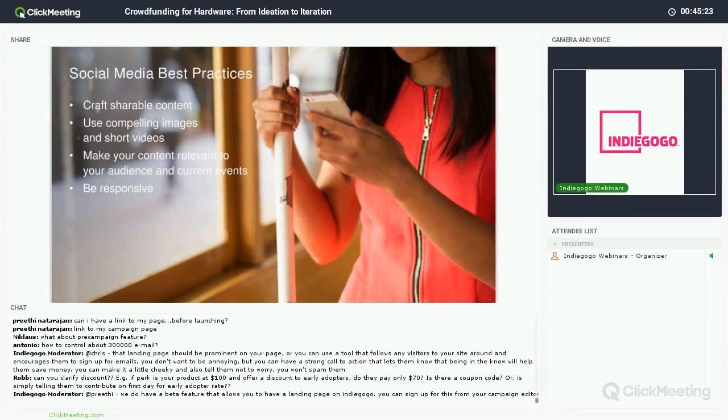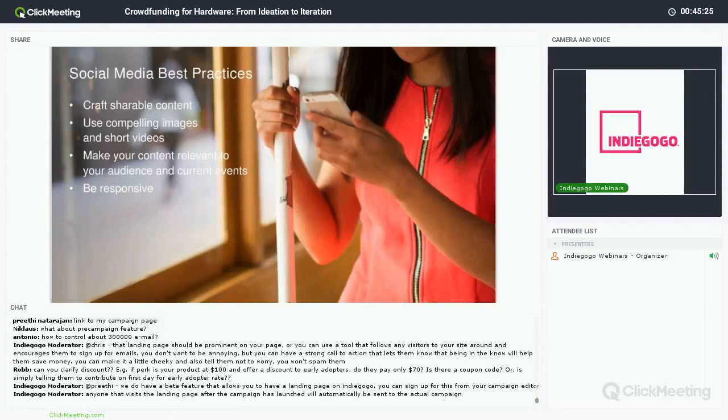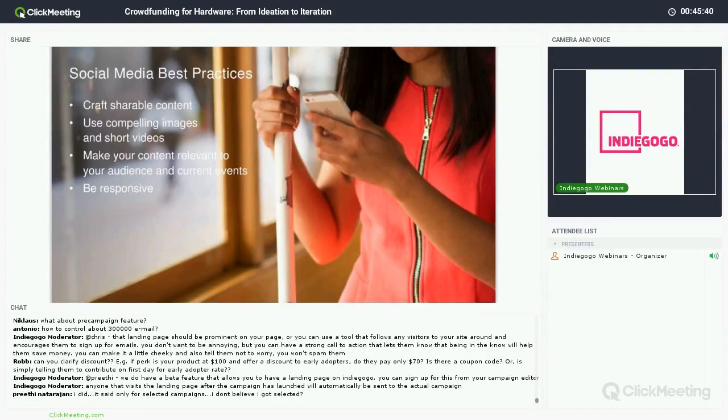So, best practices around social media. You want to craft shareable content. What that means is, you don't want to just pepper your social media sites with links to your Indiegogo campaign, because that's not going to get you any pledges. No one's going to back you that way. But you want to create content that people are engaged by, interested in, whether it's articles, information, videos, whatever it is, but something that is actually interesting to your audience, so that they're inspired to actually share it with their audiences, and then that's how things spread. That's how information gets out there.